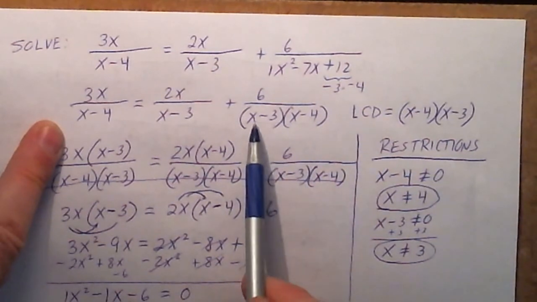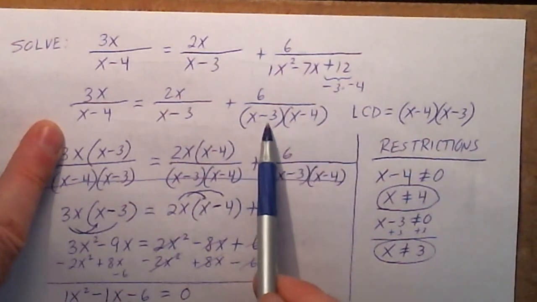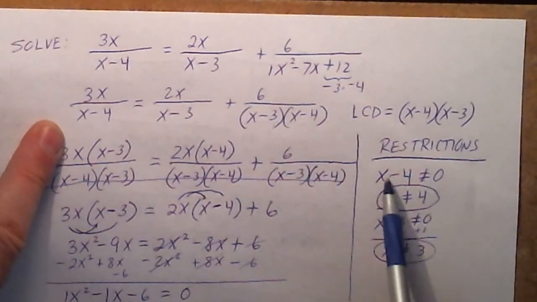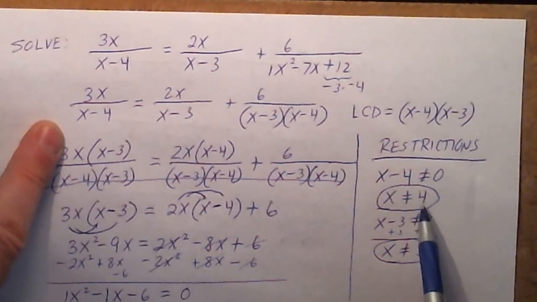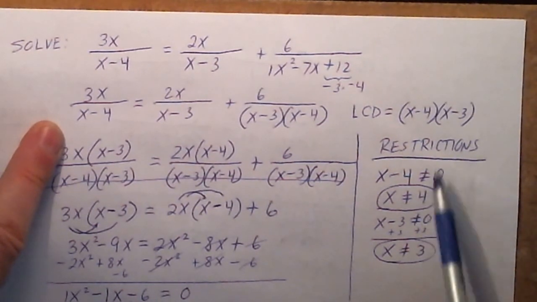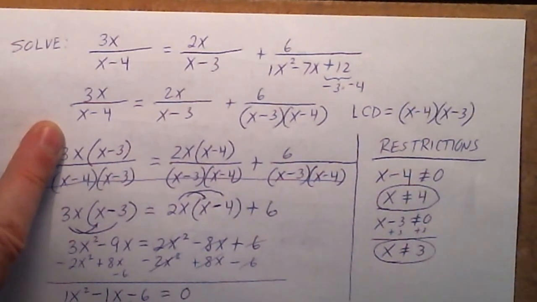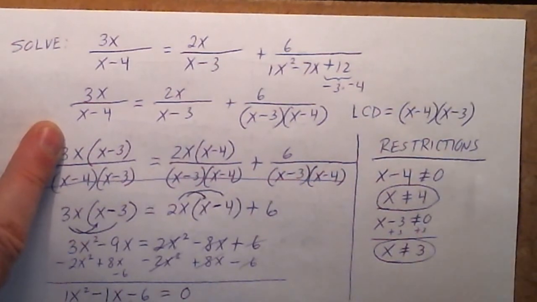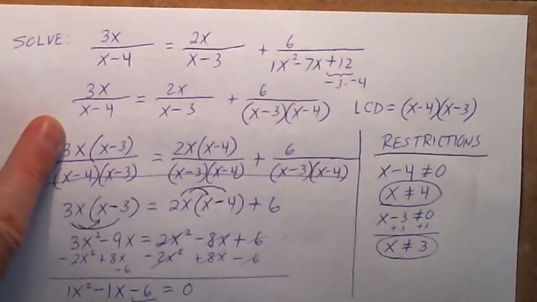And notice, in order for this denominator never to be equal to 0, x minus 3 better never be equal to 0, which means x better never be equal to 3, or x minus 4 never better be equal to 0, which means x never better equal 4. All right, so those are the restrictions, ladies and gentlemen. Again, you could have imposed these restrictions at the beginning of your solution process. I forgot, so I did it at the end. But it doesn't matter whether you do it at the beginning or the end.